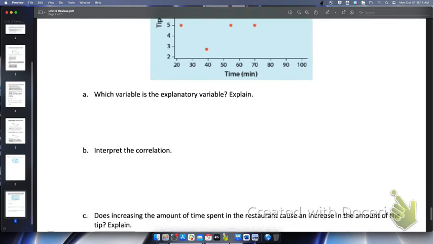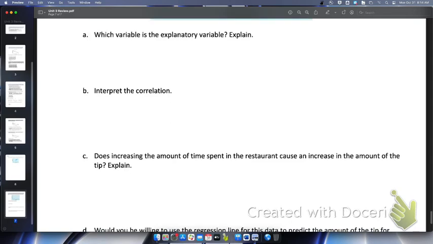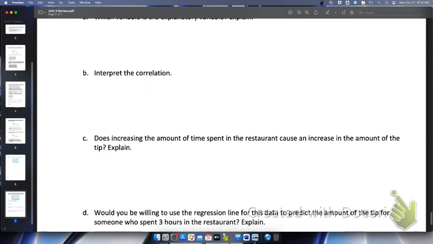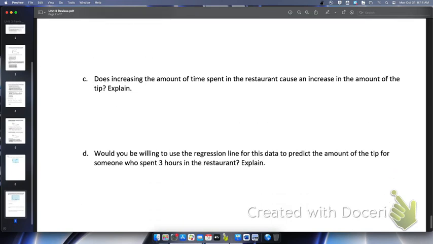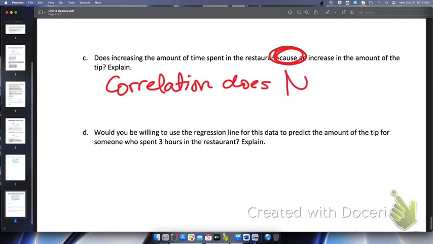All right, here's C. Does increasing the amount of time spent in the restaurant cause an increase in the amount of the tip? Theoretically. Why not? Say that louder for the people in the back. Correlation does not imply causation.